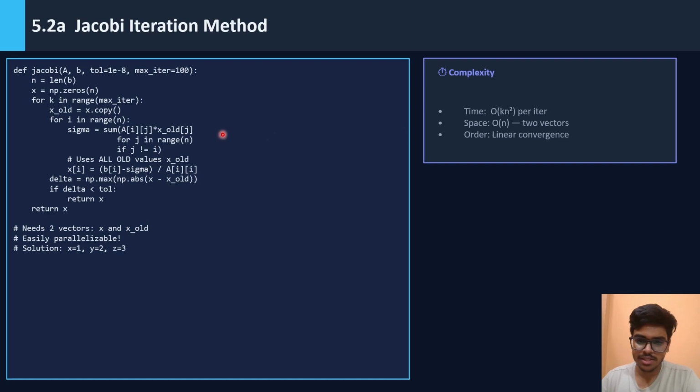The time complexity is O(kn²), where k is the number of iterations. The space complexity is O(n) because two vectors are used, and this method has linear convergence and is easy to parallelize.